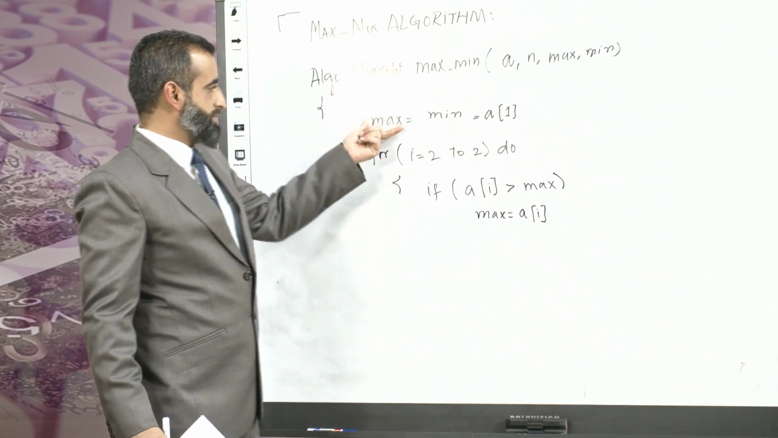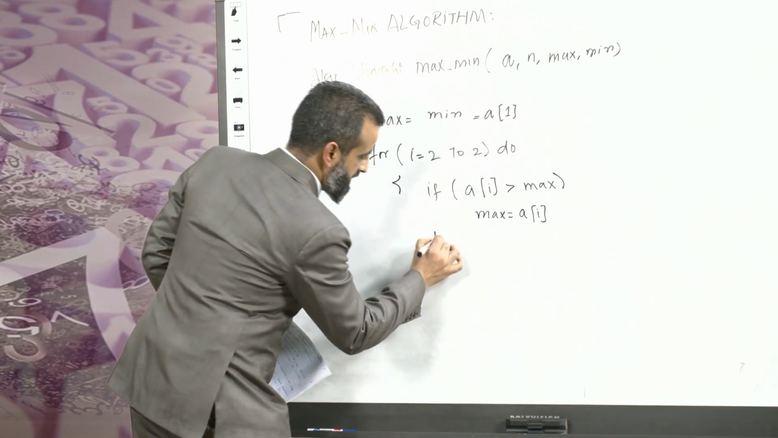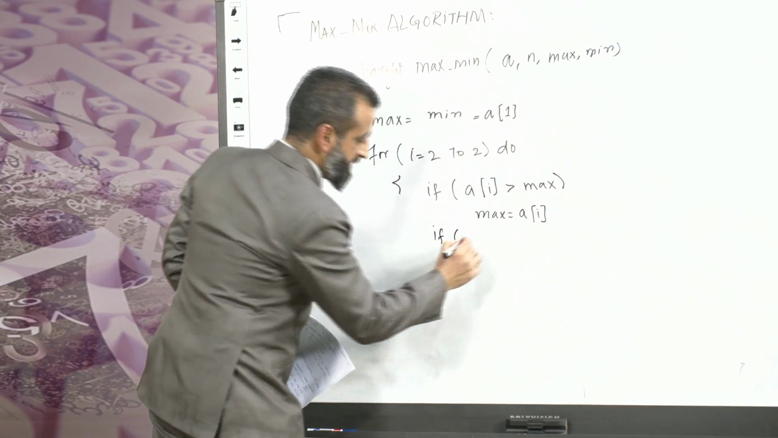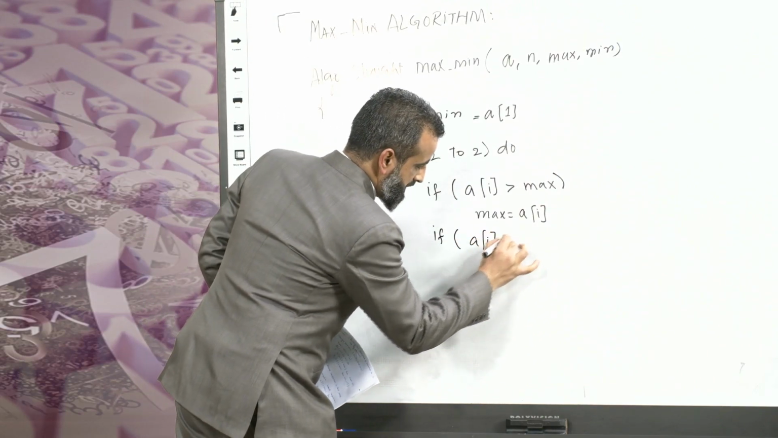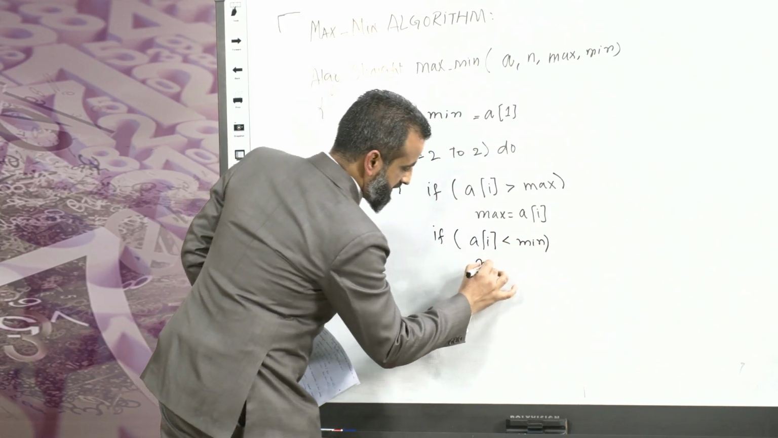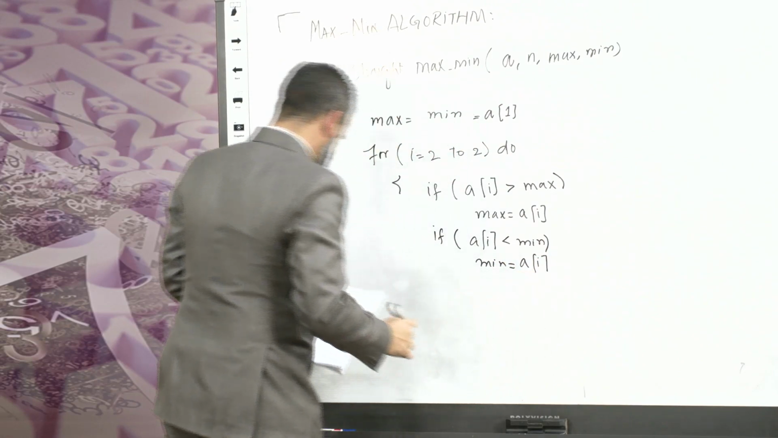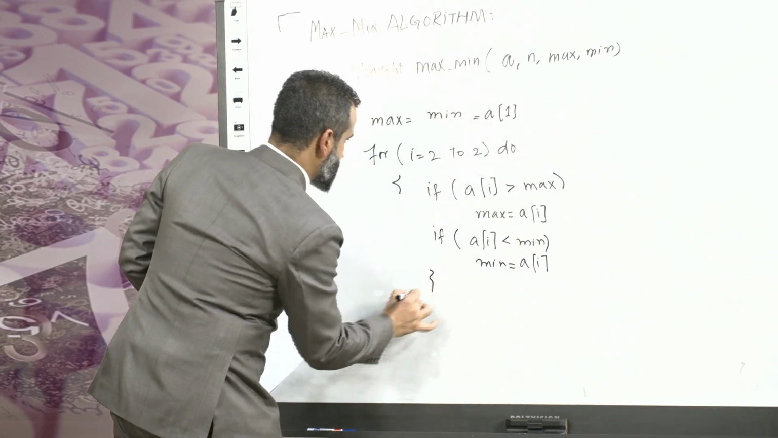Now that's for the maximum value. Let's look at the minimum value, and we'll do a similar procedure. In that case, if my a of I is less than minimum, then I will store that a of I as minimum, and we'll stop here.